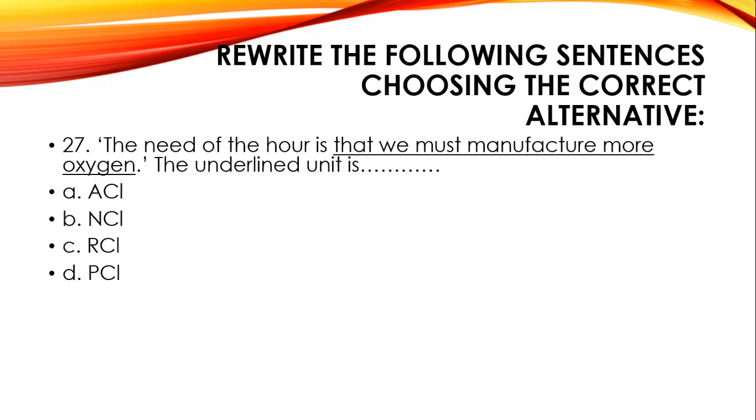The need of the hour is that we must manufacture more oxygen. The underlined unit is option A, ACL. Option B, NCL. Option C, RCL. Option D, PCL. And the correct answer is option B, NCL. So that we must manufacture more oxygen is a noun clause.